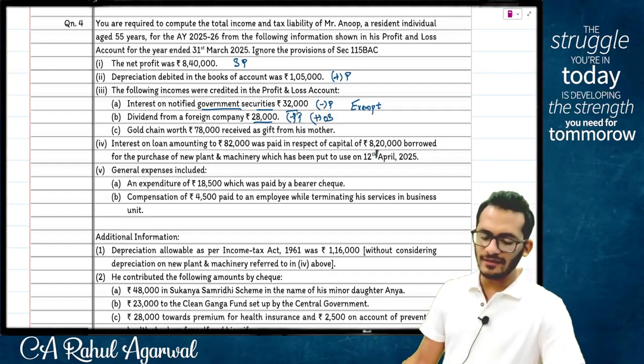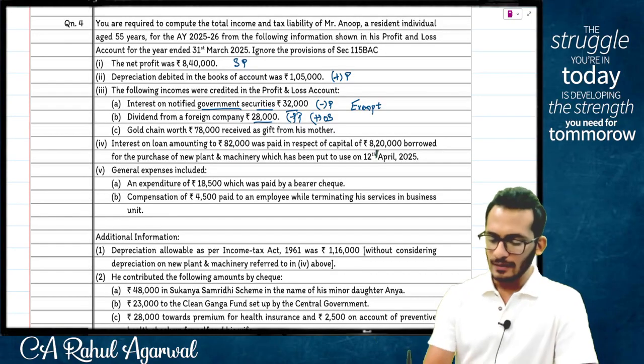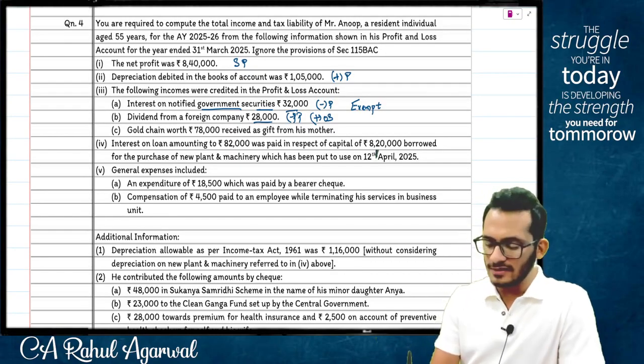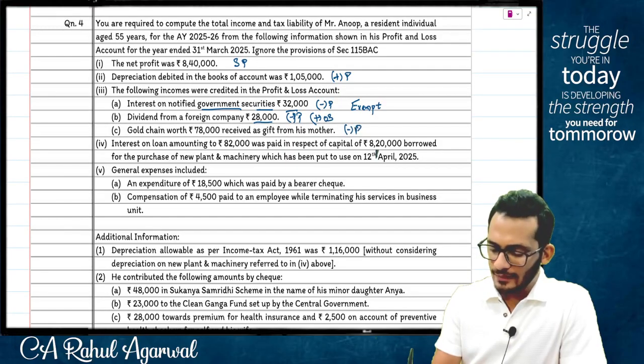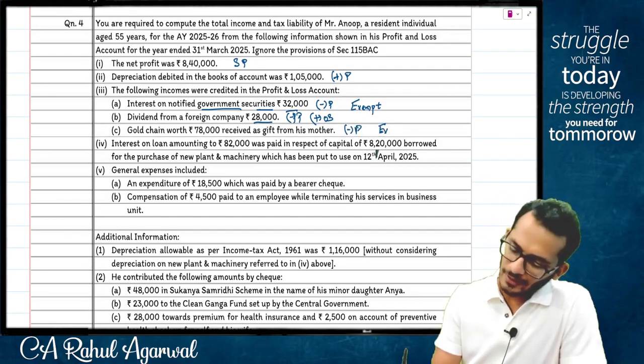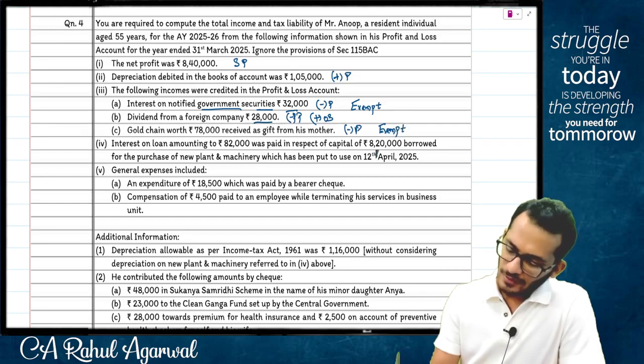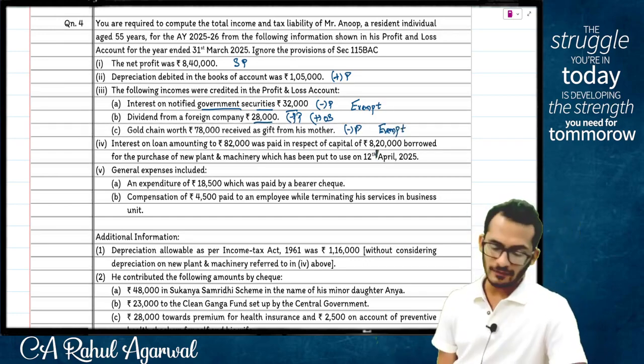Third one, gold chain worth 78,000 received as gift from his mother. This is there in the P&L first. Then, very good, relative, and therefore exempt.